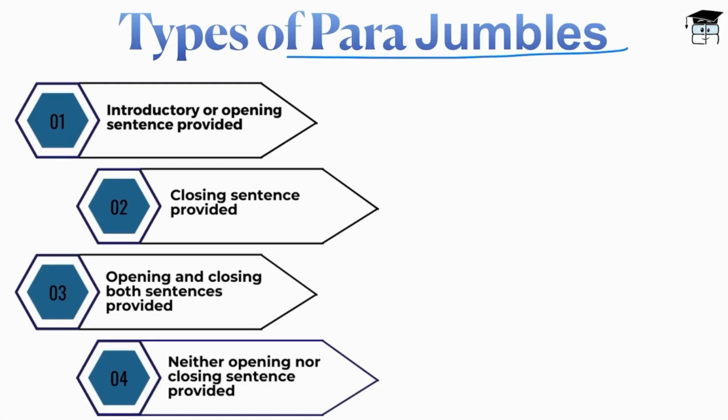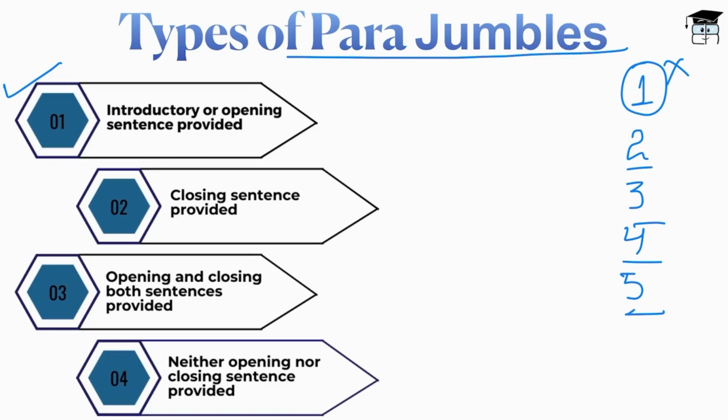Now, the first category is introductory or opening sentence provided. That means that if you're given a list of 5 sentences in your para jumble, your first sentence will be fixed. You cannot move this sentence, but you can move around the rest of the sentences to form a cohesive paragraph, right? Second category is closing sentence provided.